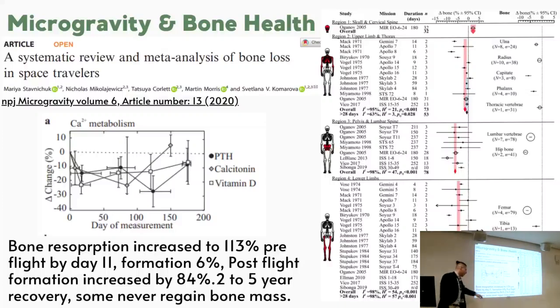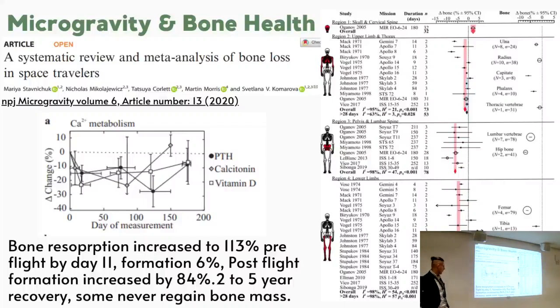Bone resorption, this is the demineralization of bone, goes up to 113% by 11 days after you've been in space. So you're seeing huge increases in the amount of bone breakdown. When you come back, you're seeing a massive increase in the formation of new bone, compared to a 6% formation at 11 days, so 84%.